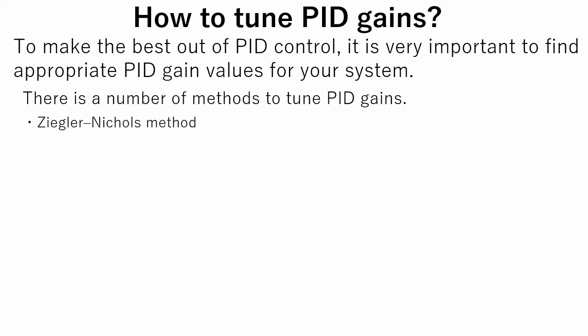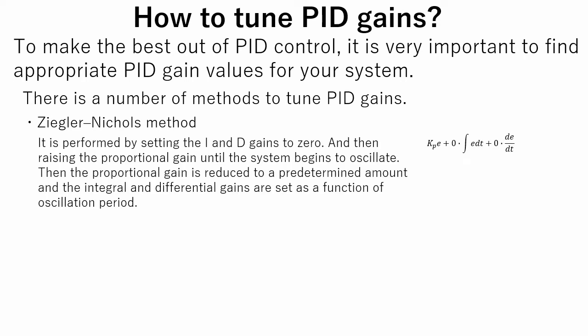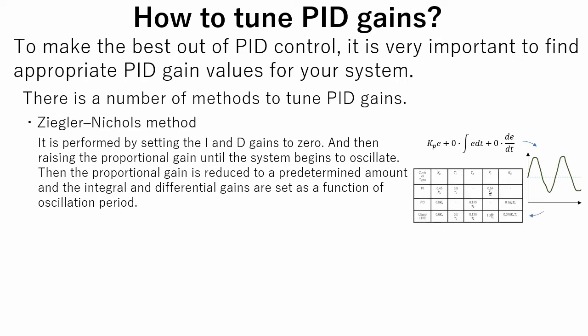The first is the Ziegler-Nichols method. It is performed by setting the I and D gains to zero, and then raising the proportional gain until the system begins to oscillate. Then the proportional gain is reduced to a predetermined amount and the integral and differential gains are set as a function of the oscillation period.